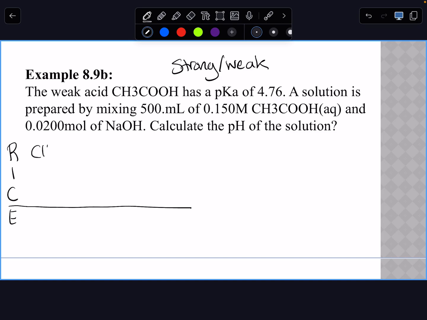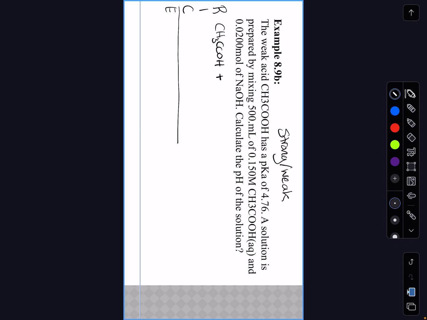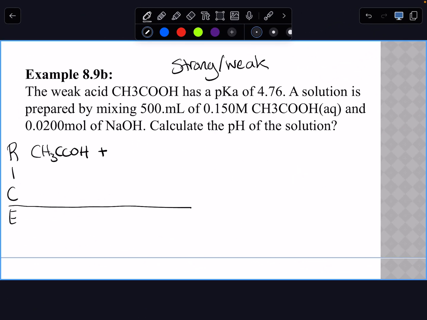So we have our CH3COOH. It's going to react with our base. Now, our base is NaOH. For simplicity, we can exclude the Na, because in terms of a buffer, Na is always going to be a spectator every single time. So I'm just going to write OH minus, because that's really what's going to react with the acid.